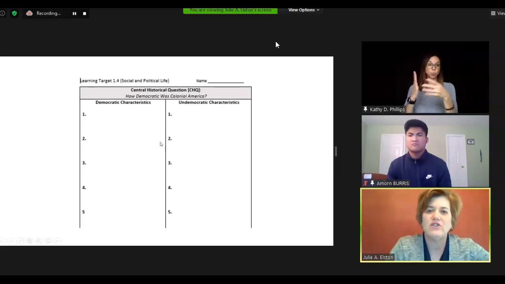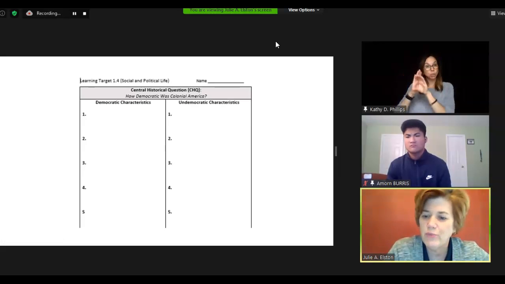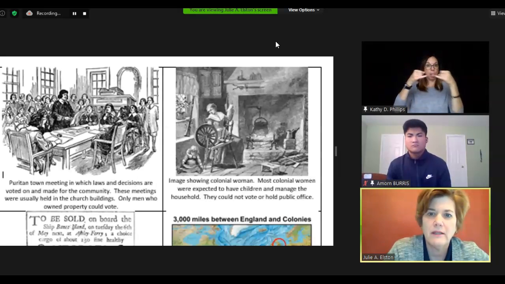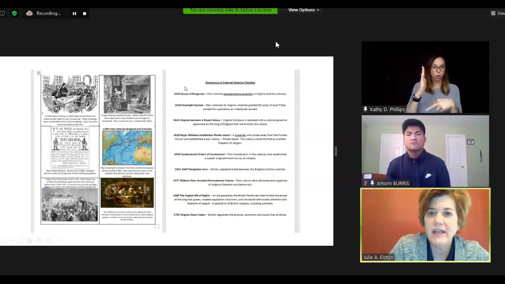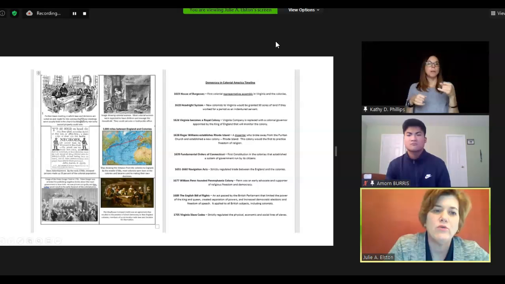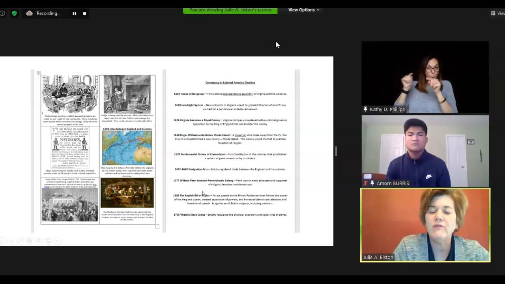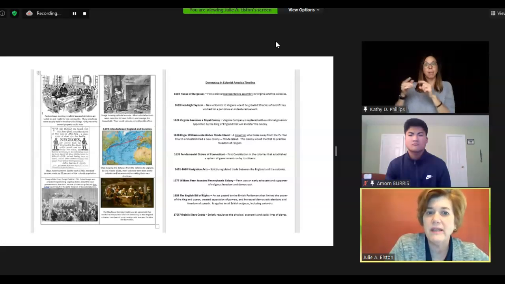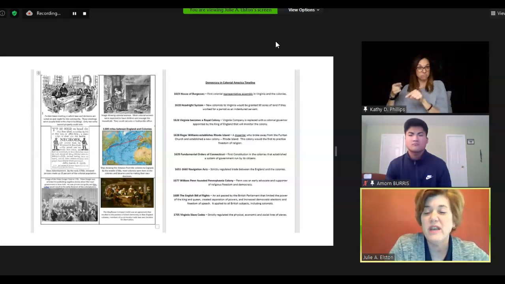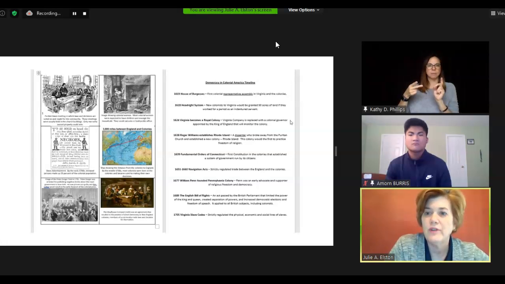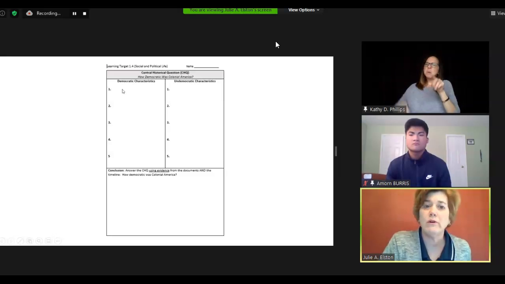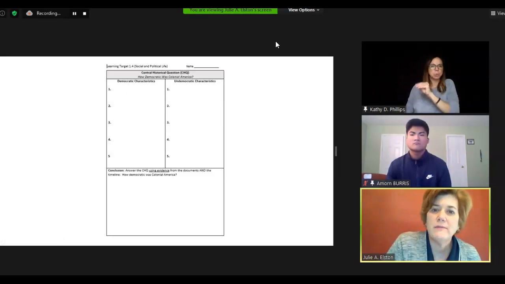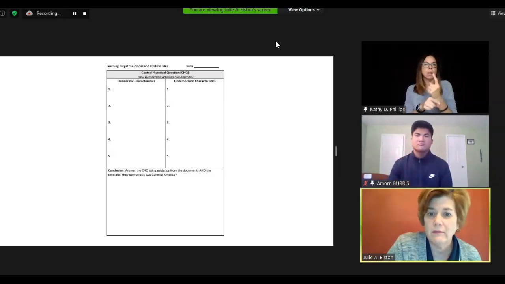What you're going to do is look at the 2 previous documents. The page that has all of the sources on it, the pictures, and then the other page that is a timeline. And when you read through both pages, you're looking for examples of what would be a democratic characteristic and what would not be democratic. So then on the chart, you're going to list those examples. What are things that show the colonies were democratic? What are some things that show they were not democratic?